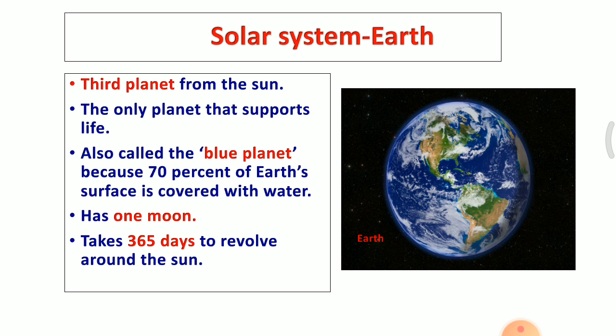So the third planet from the sun is called Earth. The only planet that supports life is Earth. It is also called blue planet because 70% of the Earth's surface is covered with water. It has one moon. It takes 365 days to revolve around the sun.